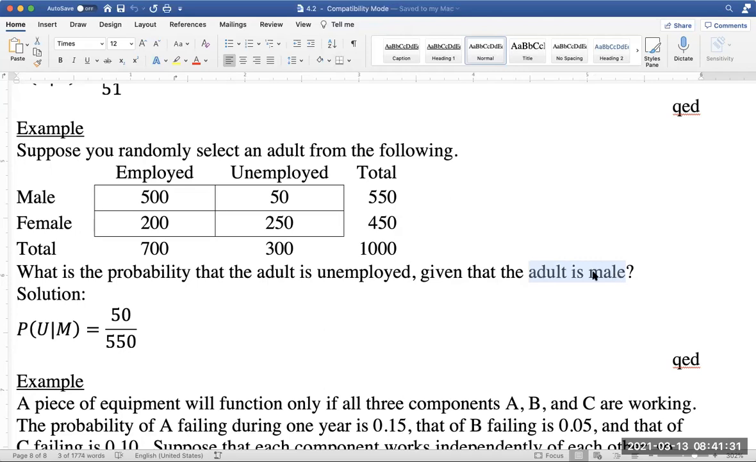So I'm given the adult is male. So let me only look at males. What's the probability that the adult is unemployed? Well, 50 of those 550 adult males is unemployed. So first I restrict my sample space to what was given, that they were male. And then I look how many satisfy the other condition, that they are unemployed.